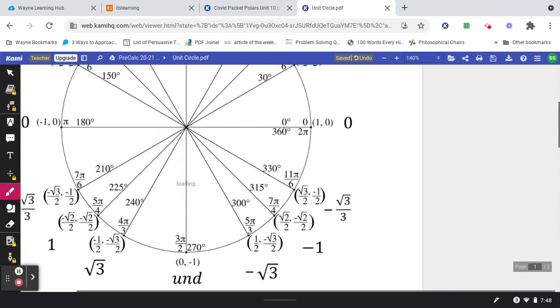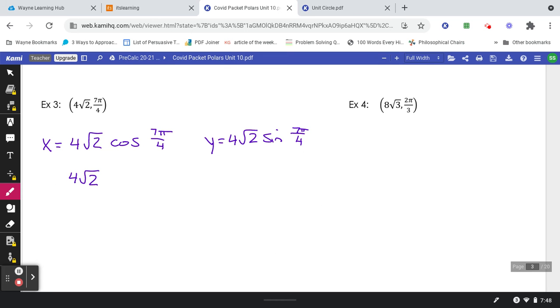7 pi over 4 all the way down here. And you've got the x and the y. Notice the only difference is the y sign is a negative. So radical 2 over 2 and negative radical 2 over 2. And this is all multiplication, so we'll put those over 1.